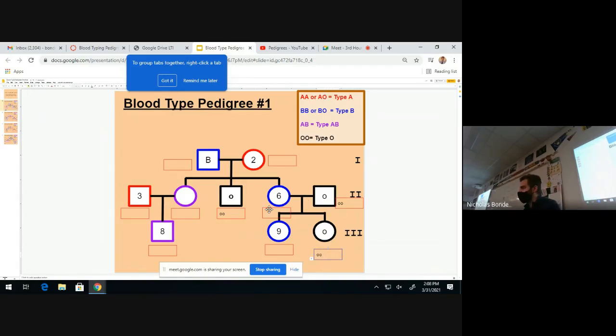They're just OO. The second one is also the purple ones, the type ABs, because those have to be AB. So after you have those filled out, then you've got some useful information. You can start to figure out type B and type A.